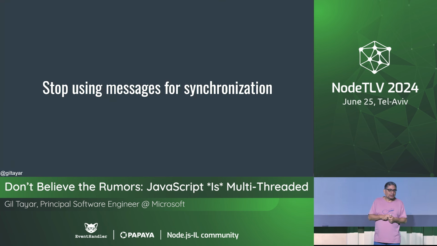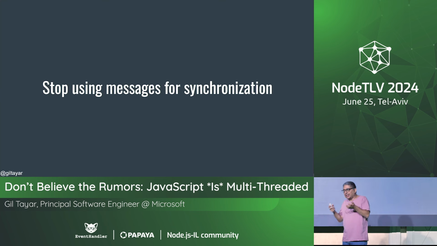We can stop using messages for synchronization. By the way, Piscina doesn't really use messages to return back. It uses this method, which is atomics. And atomics is an interesting thing by itself, and theoretically has nothing to do with worker threads.